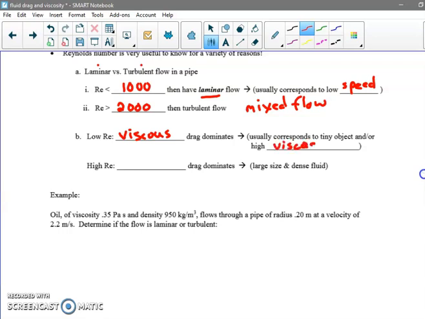In other words, if something's trying to swim through honey or molasses or even oil, which would be high viscosity, it's viscous drag that's going to dominate because of that, if you will, stickiness. So that would make sense. At high Reynolds number, inertial drag is going to dominate. And that might be because you have a very large object trying to move through it. Think of a whale or even a human swimming through water. Or you have a dense fluid.